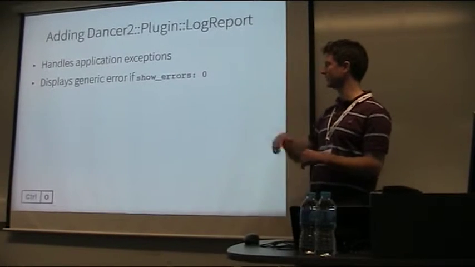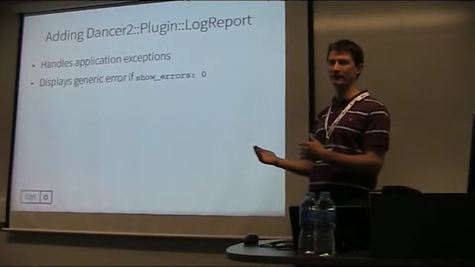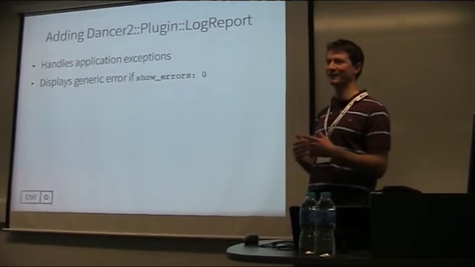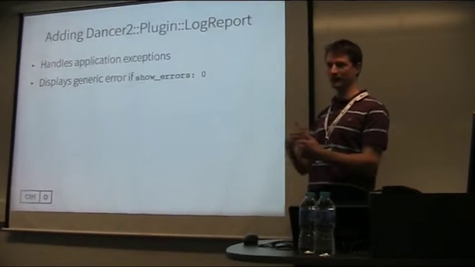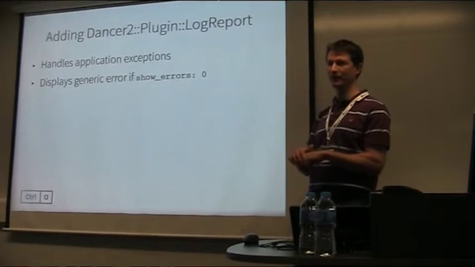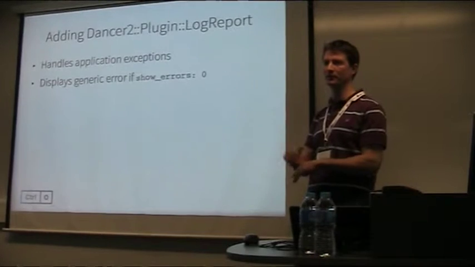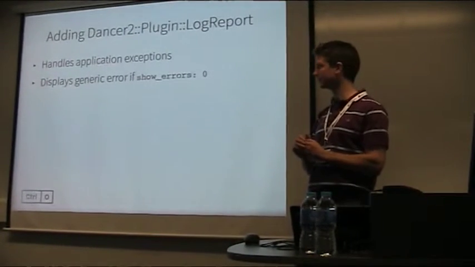And it takes its prompt off the show errors keyword. If that's set to 0, it shows the user a generic message just saying an unexpected error has occurred, because obviously we don't want to show them the specific code exception. If that's turned to 1, like you'd have in a development environment, then it'll show you the actual error message that's happened.